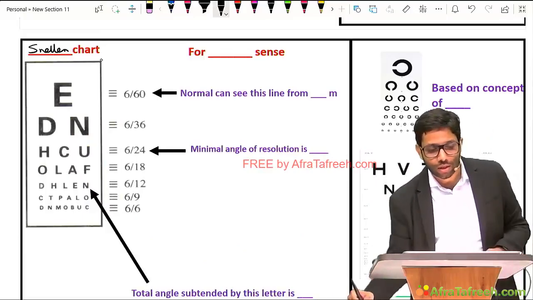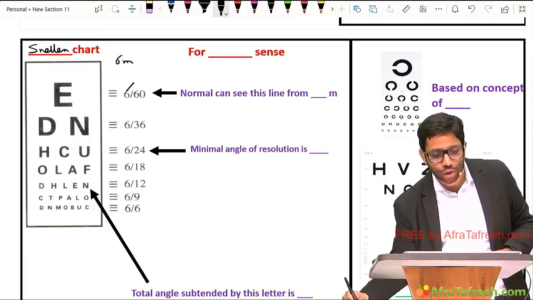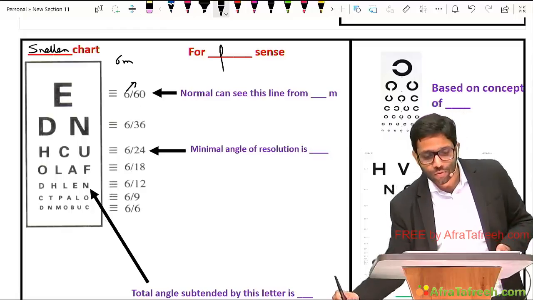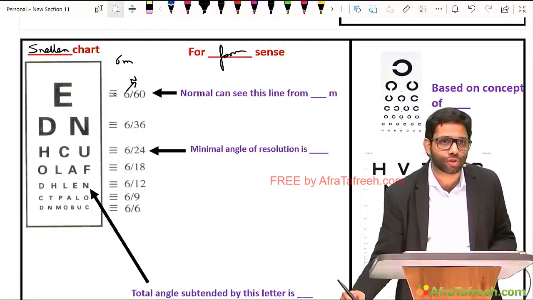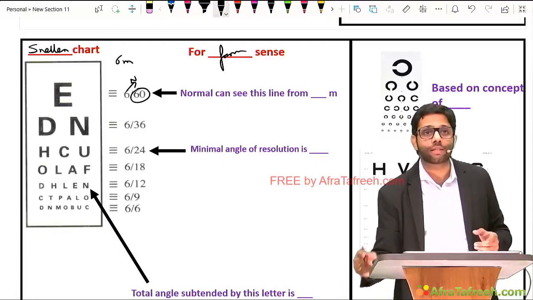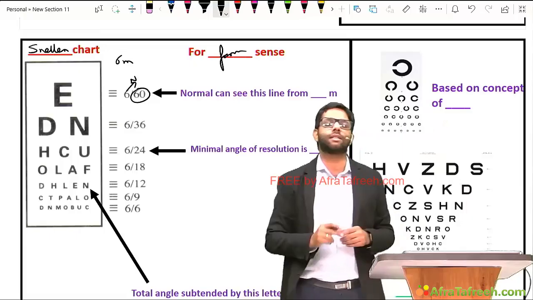Now Snellen's chart is done from 6 meters. That's why the numerator everywhere is 6. Now this is for the form sense. Now what's the meaning of this numerator? Distance of the patient from the chart. And the denominator is the distance from where a normal person can see the letter.